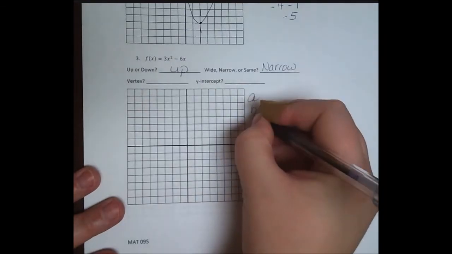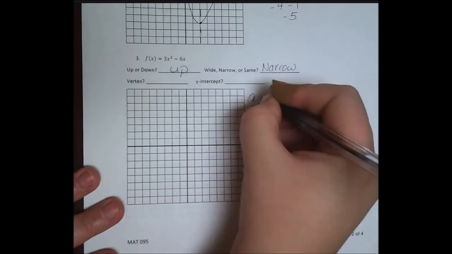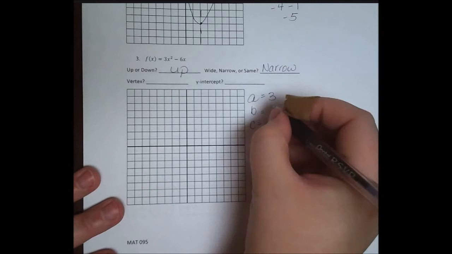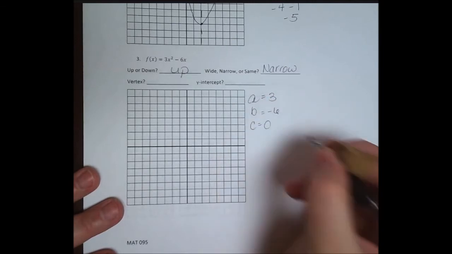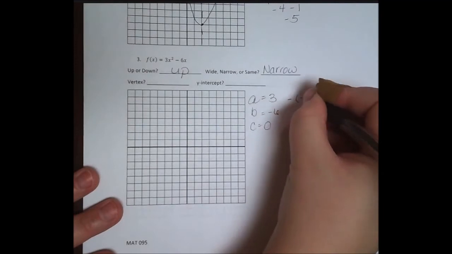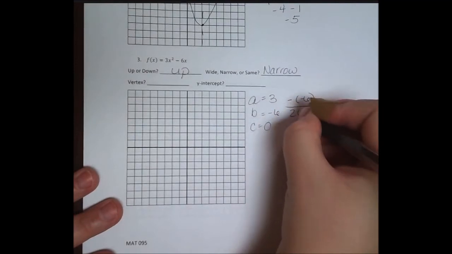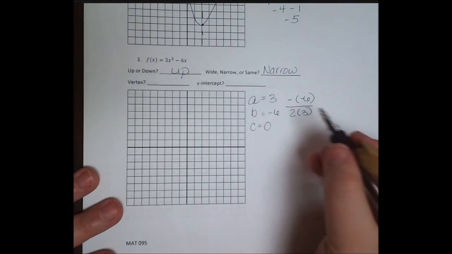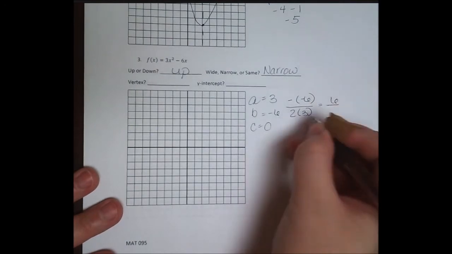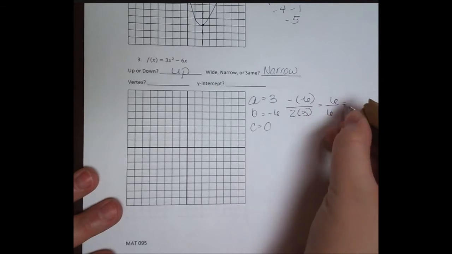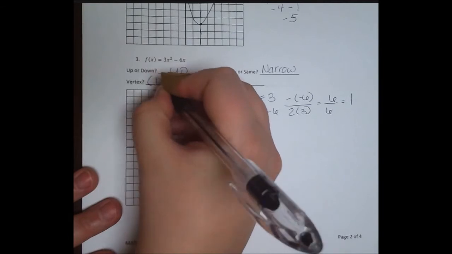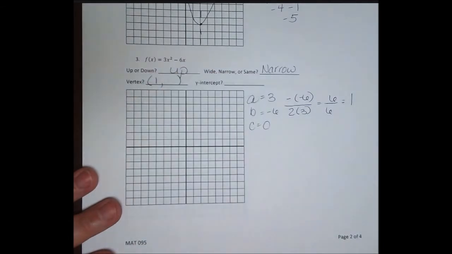So now let's find our vertex. A is 3, B is -6, and C is 0. So negative B over 2A. So the opposite of -6 is a +6. 2 times 3 is 6. And 6 divided by 6 is a 1. So that's the value for our x.